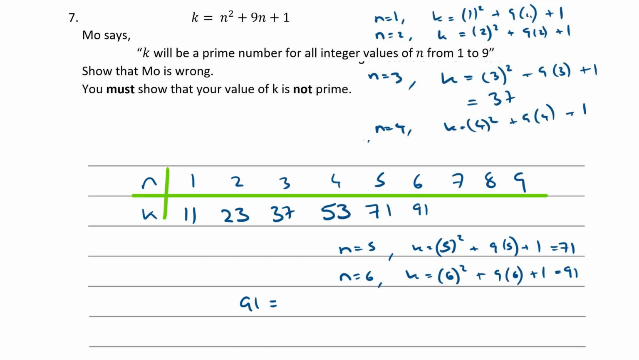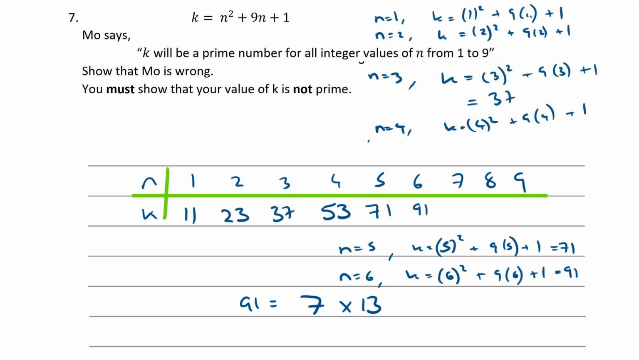Well, it's in the 7 times table, isn't it? 70 take away from 91 is 21, and 21 is also in the 7 times table. So I think that 91 is 7 times 13. So clearly we haven't got all primes here. Did quite well up until that point, but 91 is not prime.